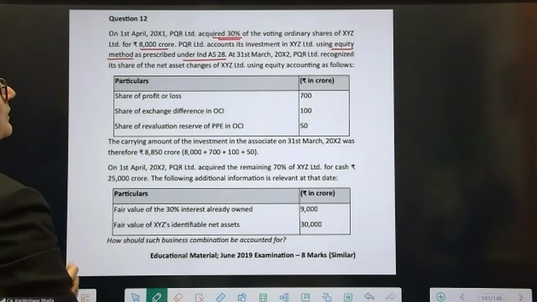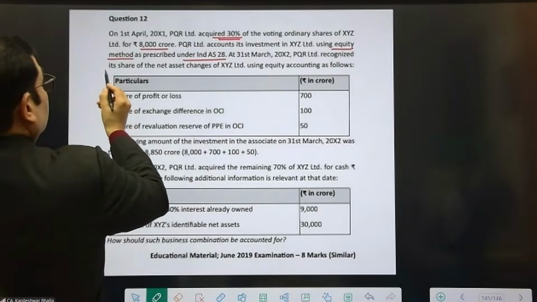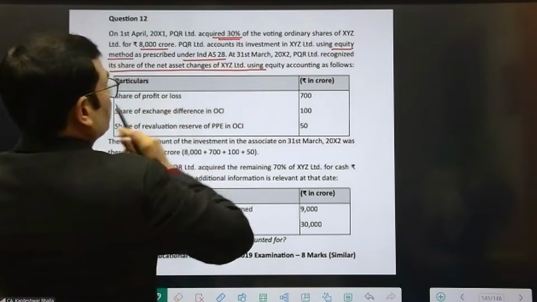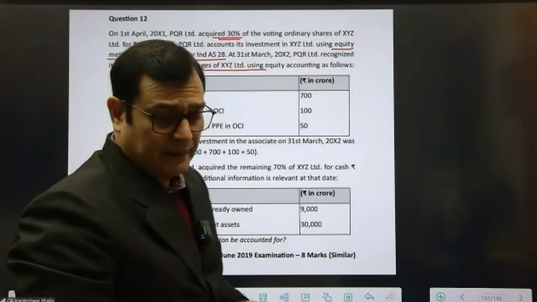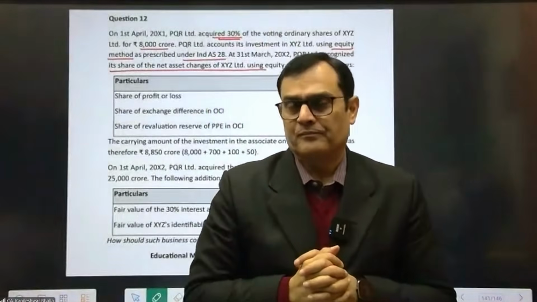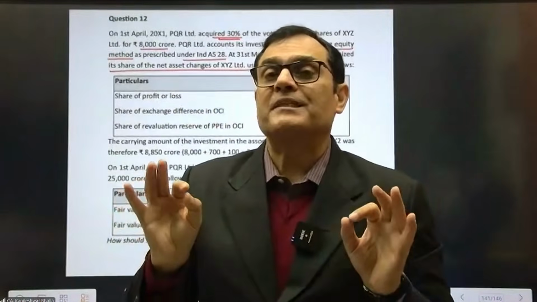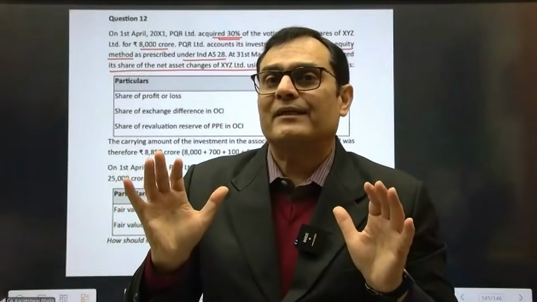Then he says at the end of the year, on 31st March, PQR recognized its share in the net asset changes using the equity method. Now, I'll have to give you at least some basic idea so we can understand and appreciate this question as well. I know we are not done with the concept of the equity method, but let's give you some basic flavor so we can understand this issue.